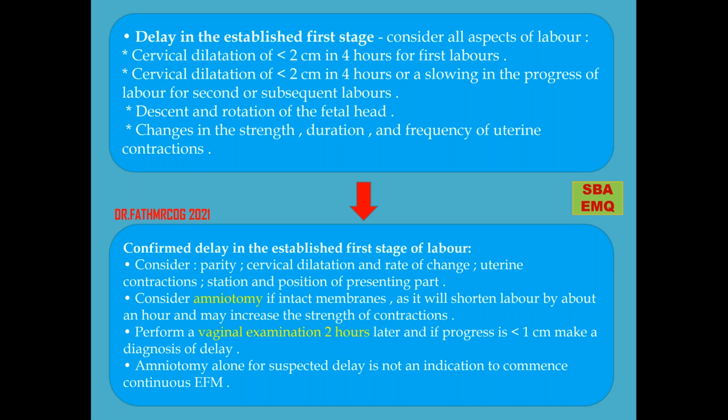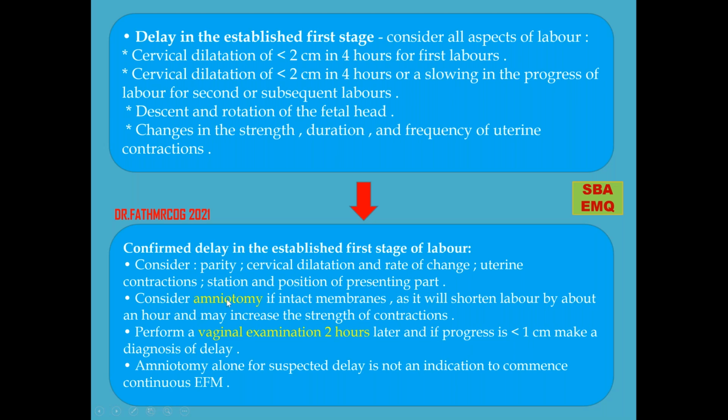Yes, it is very important here to differentiate between how to suspect and how to confirm. BV in suspected delay: after 4 hours, you look for cervical dilatation. If less than 2 centimeters, it is a suspected delay. After that, you should do BV after 2 hours. If there is less than 1 centimeter, this confirms there is delay in the first stage of labor. After you confirm delay, you should consider parity, cervical dilatation and rate of change, uterine contraction, station and position of the presenting part.